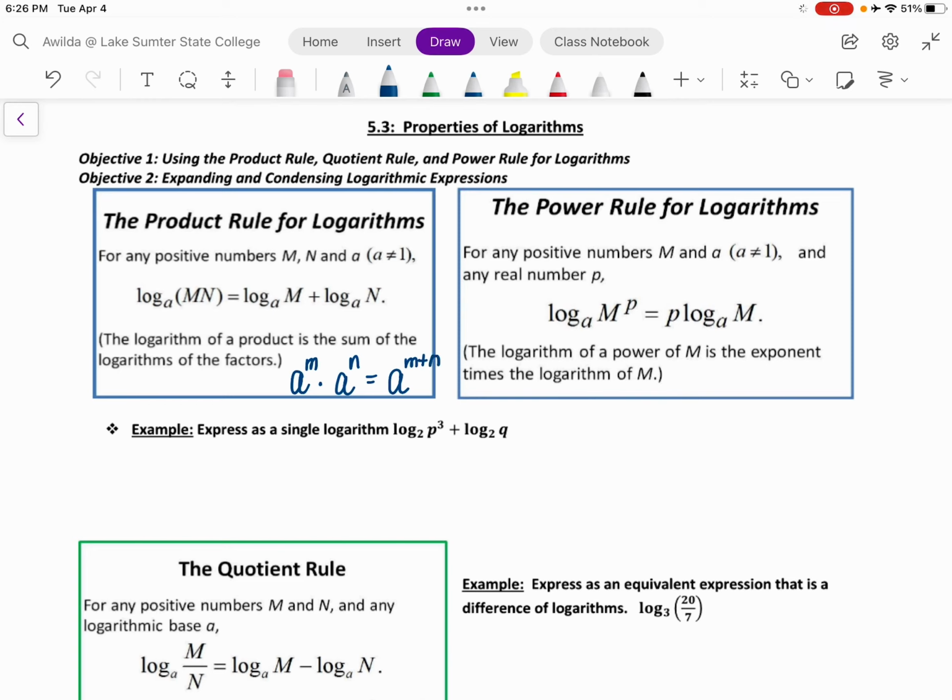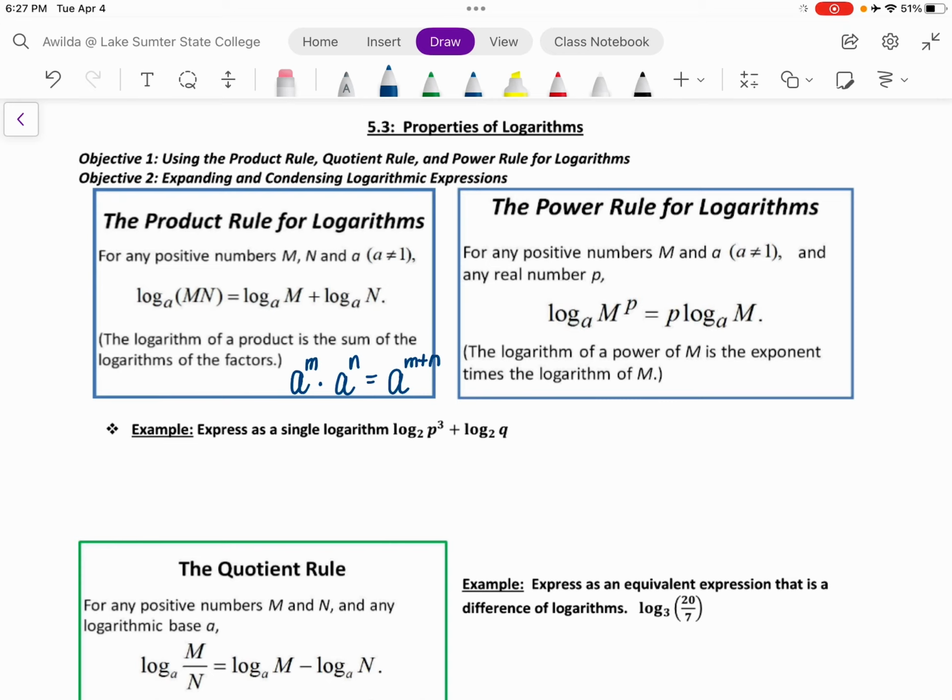Remember that logarithms, when evaluated, are exponents. So it makes sense that when we're taking the logarithm of a product, we're kind of going in reverse and writing it as the sum of the individual exponents.